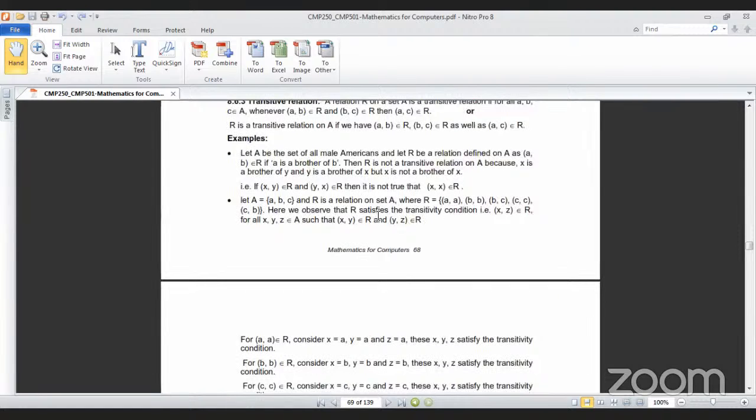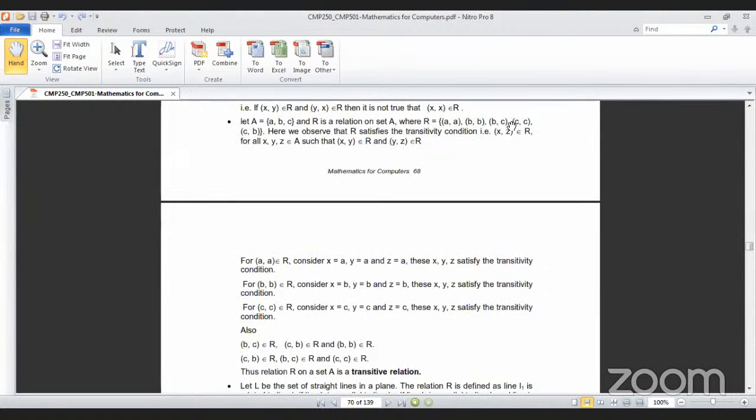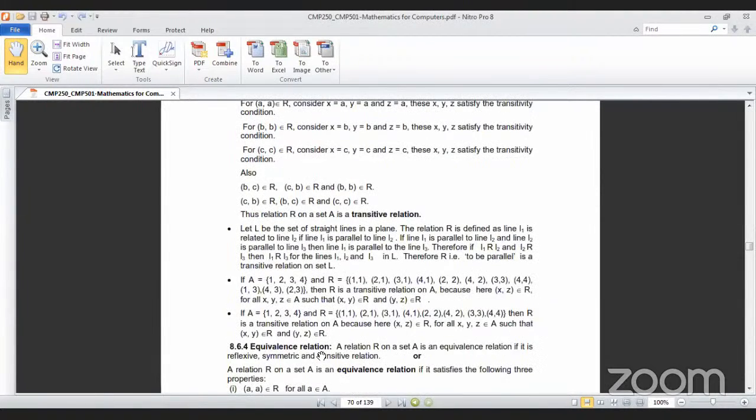A is there. After that they are saying, here we observe that R satisfies xz belongs to R for all xy belonging to this form. So here you can see A is there. If I'm saying x value is A, y value is A, so obviously z value is A in this condition. Same way BB is there, so z value will be B. CC also will be the same. And we know BC is there, so CB is also there. So obviously it is a transitive relation.